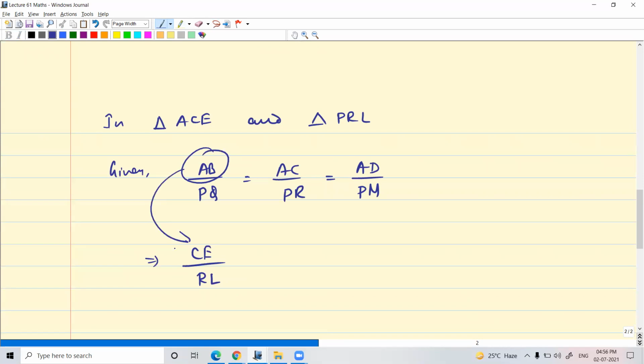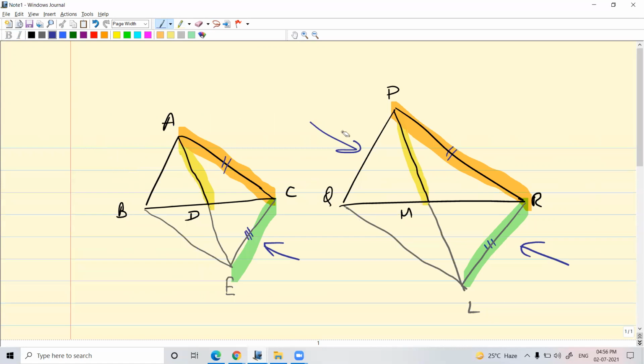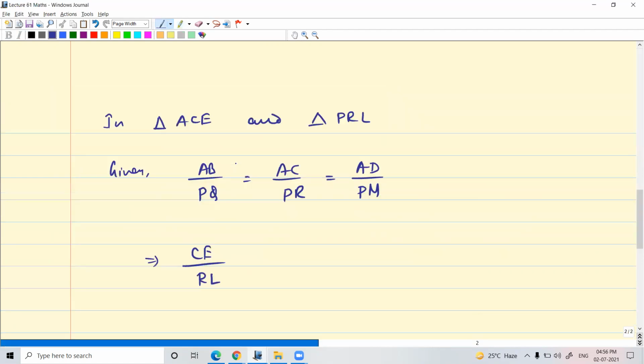Did not understand. See, it's very straightforward, guys. We have talked about ABEC being a parallelogram. In a parallelogram, opposite sides are equal. Do you know that or not? Okay, so AB is equal to EC, right? So wherever AB is written, in place of AB, I can write CE also because they both are equal. So that is what I did.